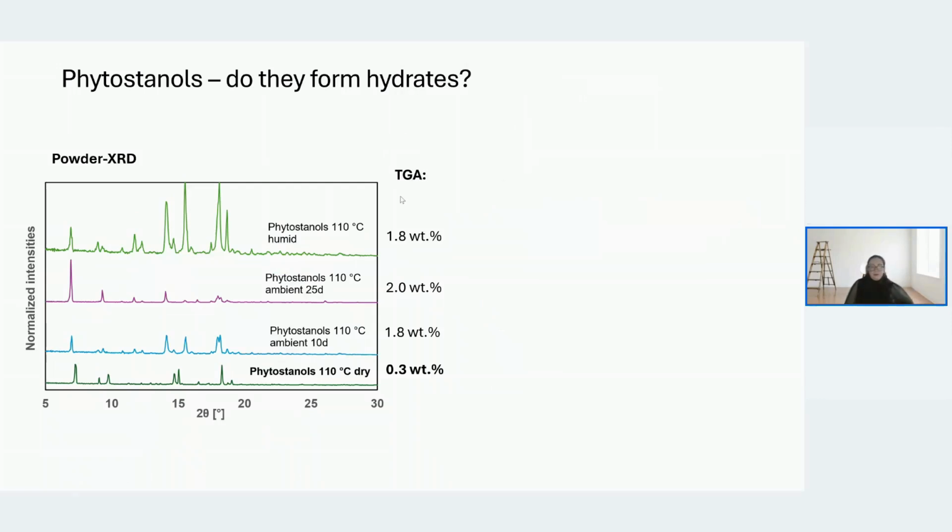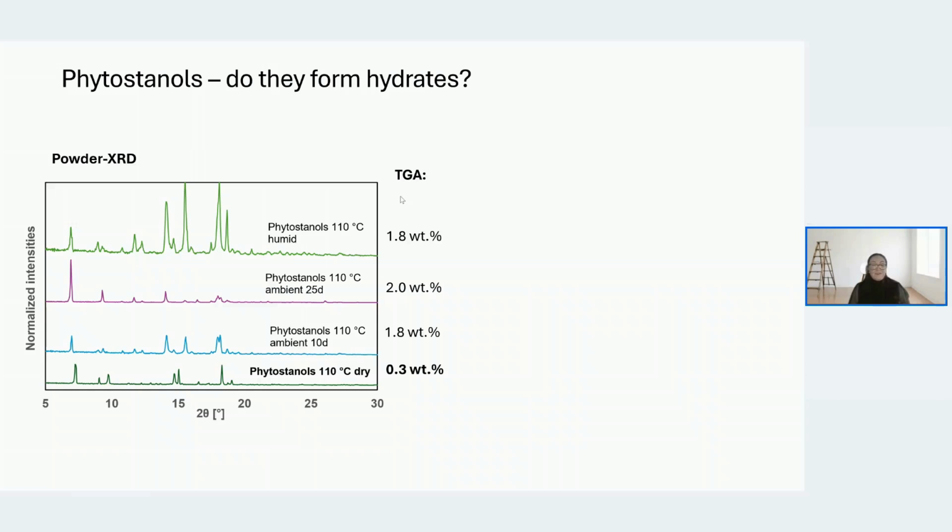So phytostanols, do they also form hydrates? And now we need to remember that in the literature, there is practically no information regarding stanols, and neither how they look in the powder XRD. So we didn't really have any reference point there. But basically what we then did was the same as with sterols.